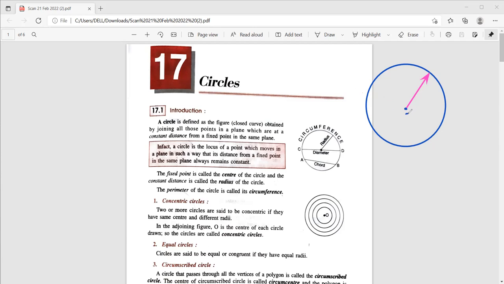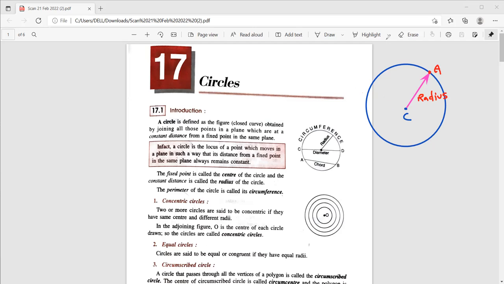This is the center. Suppose I take a point here on the circle. Suppose this is A. So AC, you will call it the radius of the circle. What is AC? It is the radius of the circle.